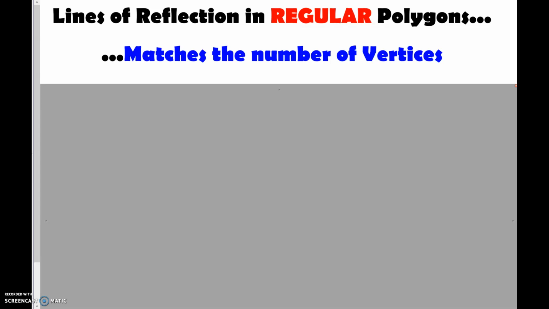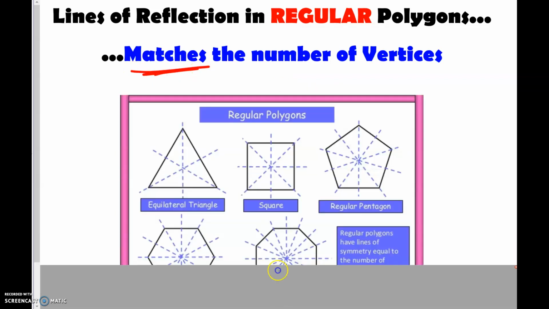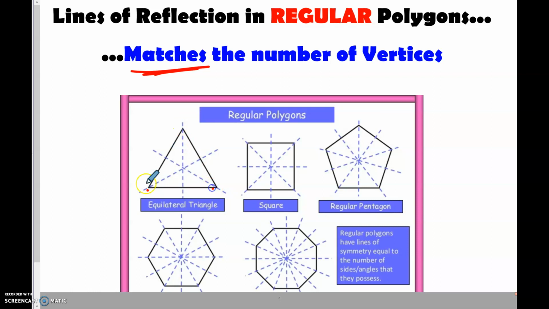All right, lines of reflection in a regular polygon. Remember, what makes it regular is that all the angles are the same and all the sides are the same. And it matches the number of vertices. So in a triangle, there's 3 vertices, 3 lines of reflection, if it's an equilateral triangle. In a square, 4 vertices, there's 4 lines of reflection, as long as it's a regular figure. So regular pentagon, all the angles are the same, all the side lengths are the same, there's going to be 5 lines of symmetry. So that only works for your regular polygons.